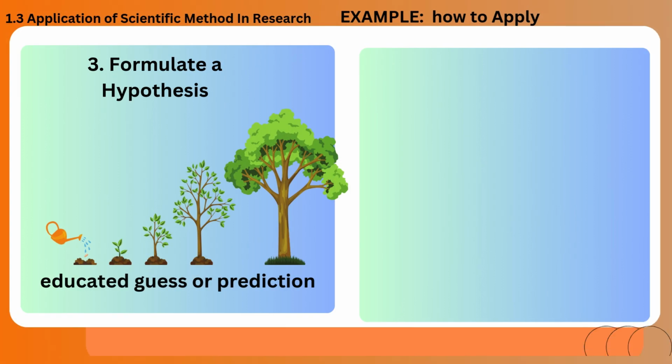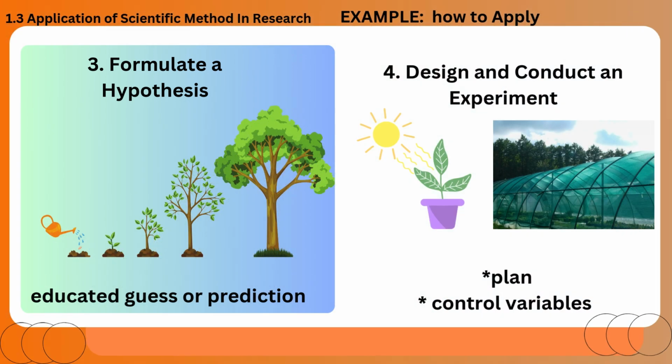Third, formulating a hypothesis. So making an educated guess or prediction about the outcome. For example, we make an assumption, or take this hypothesis, that plants that get more sunlight will grow taller. Fourth, designing and conducting an experiment, like plan a test to check your hypothesis. So we are checking our hypothesis.